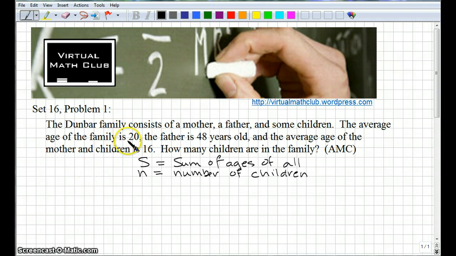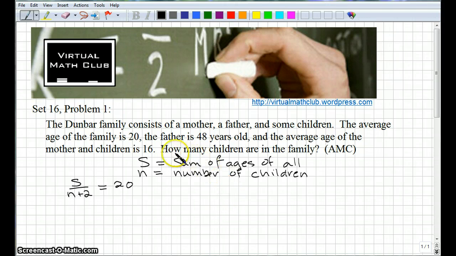So we're given the average age of everyone in the family, and in order to get that, I would have to take the sum of all of the ages of everyone in the family and divide it by the number of people in the family, which in this case would be n plus 2. It would be the number of children plus the mother and the father. And we're given that that is 20. Okay? That's what we're given here. The average age of the family is 20. So if I take s over n plus 2, that should be 20.